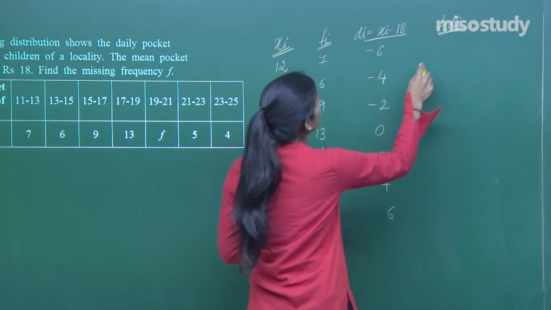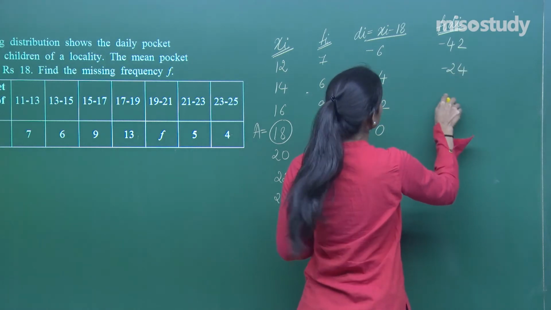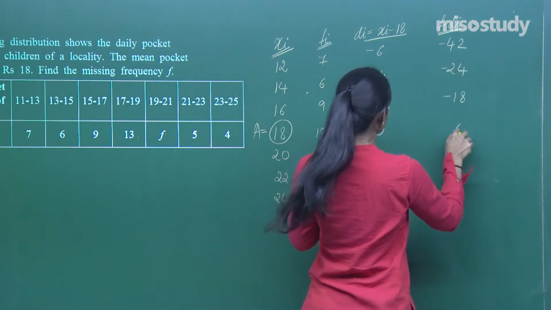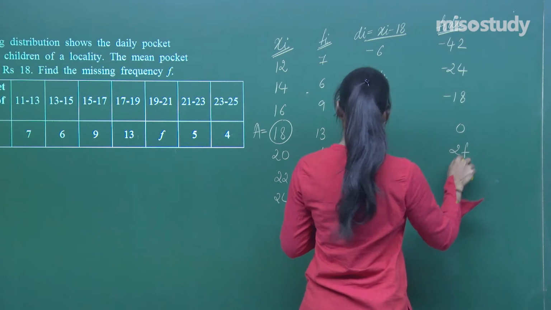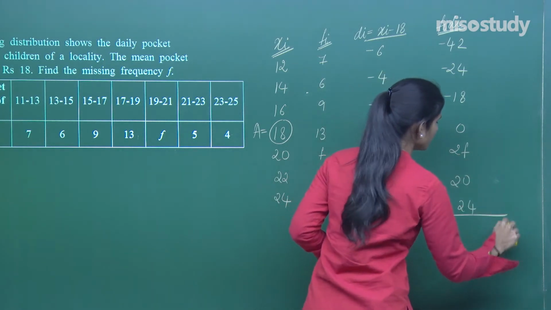So fi into di, this is minus 42. This is minus 24. This is minus 18. This is 0. This is 2f. 5 into 4, this is 20. 6 into 4, this is 24.